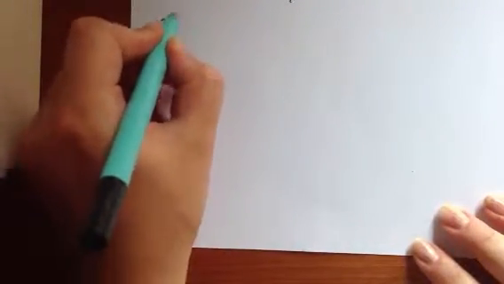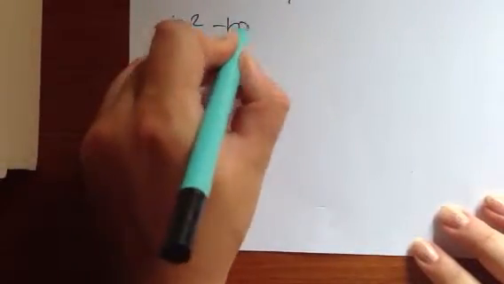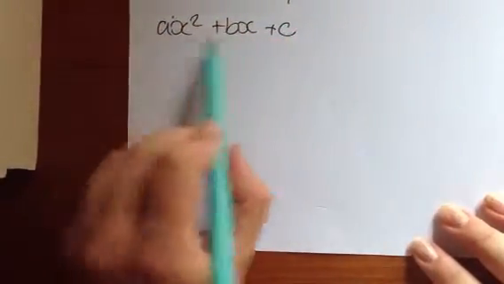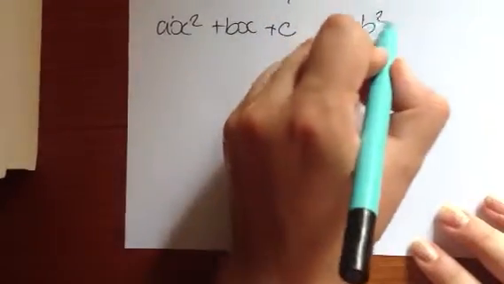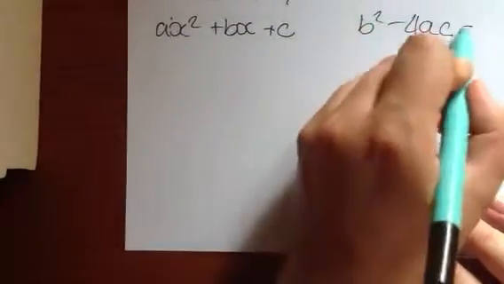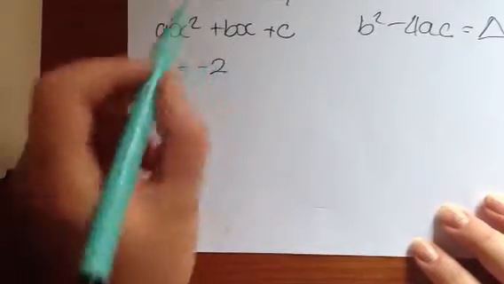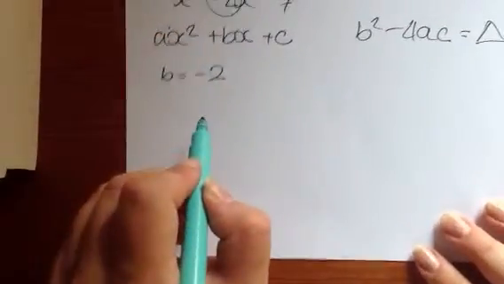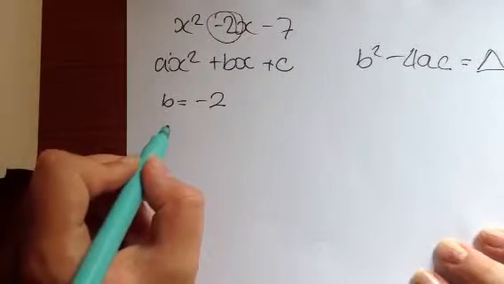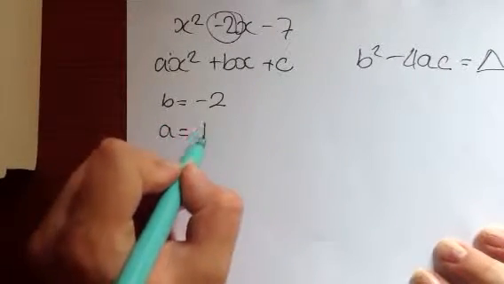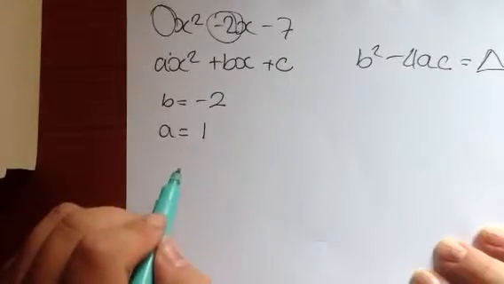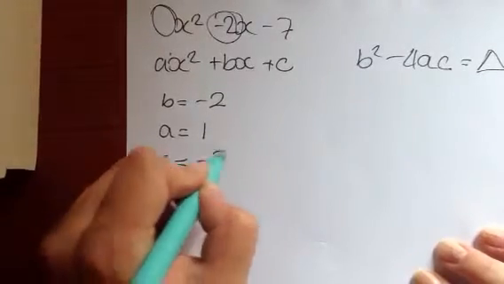Okay, so let's try an example. Let's go back to our x squared minus 2x minus 7. So we're looking for the values for ax squared plus bx plus c. So we want b squared minus 4ac. That's our discriminant. So b in this case is minus 2, be careful. A is 1, there's no coefficient in front of the x squared, and c is minus 7.